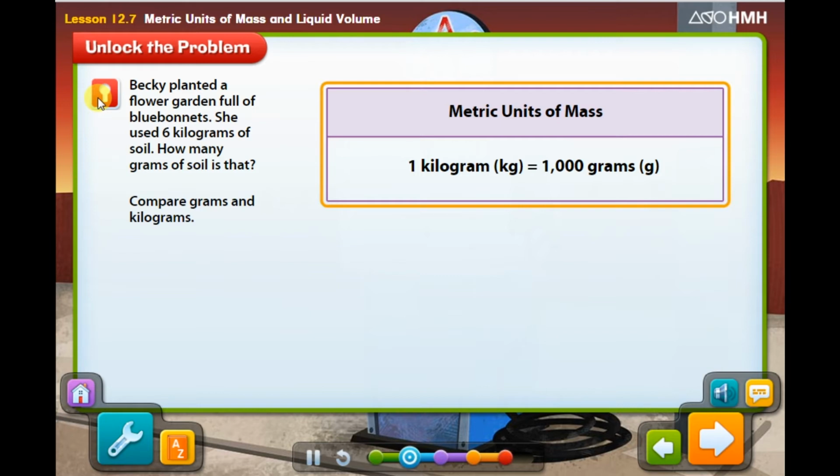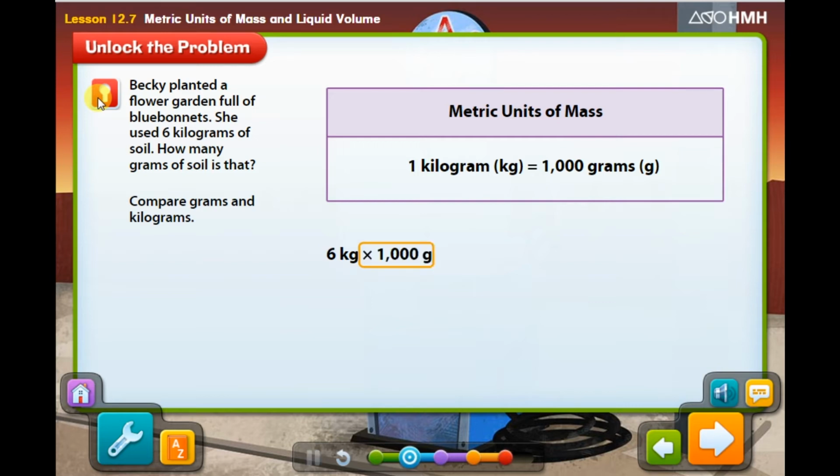Mass is the amount of matter in an object. Metric units of mass include kilograms and grams. Kilograms are heavier than grams, so the number of grams is greater than the number of kilograms. To convert from kilograms to grams, begin with the number of kilograms Becky used. Multiply by 1,000 because there are 1,000 grams in 1 kilogram. What is the solution? As we said in the previous lesson, to convert from a bigger unit to a smaller unit, you need to multiply.